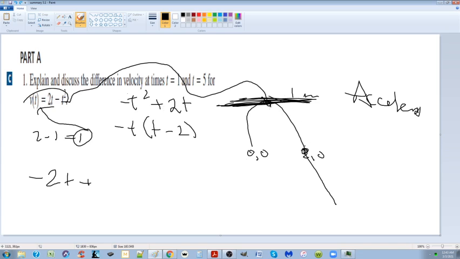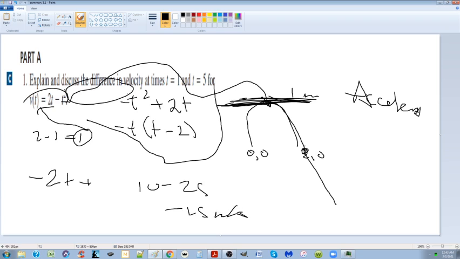Just remember that once it hits 0 here at 2 on the distance chart, that would represent the turning point on the distance chart. So clearly at that point, it's actually heading back. Okay, so at 5, when you punch it in, you're going to get 10 minus 25, which is minus 15 meters per second. Explain the difference and discuss it.